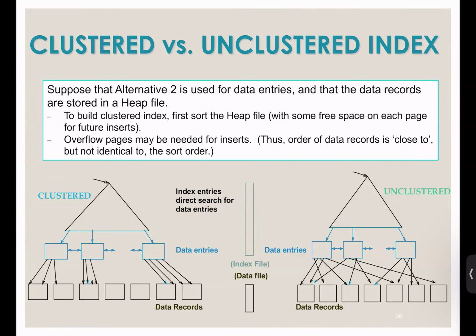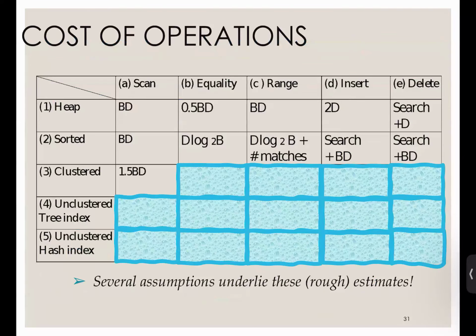Now, just a recap before we go on. It will be the left-hand side part. But if it's alternative one, the actual data records is here. And then we have the cluster B plus tree index on top. So if you look at the order of the data entries and order of the data records, they're all going to be very similar, all the same.